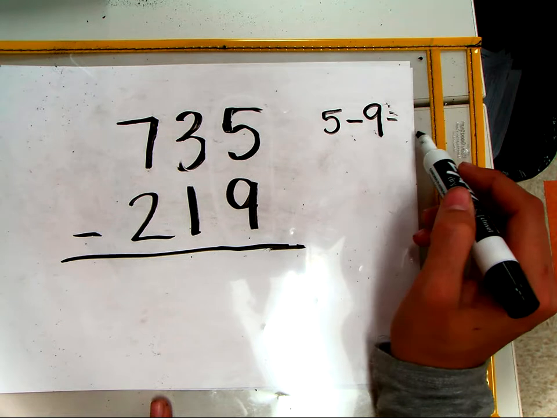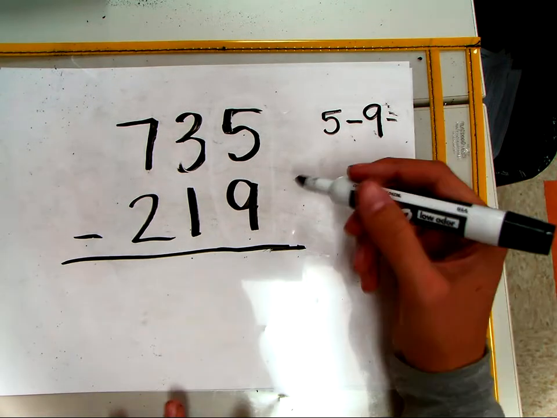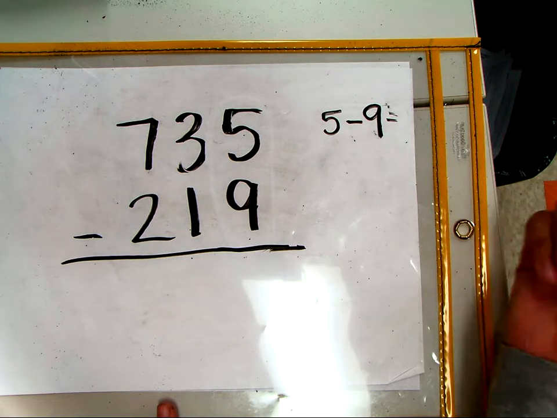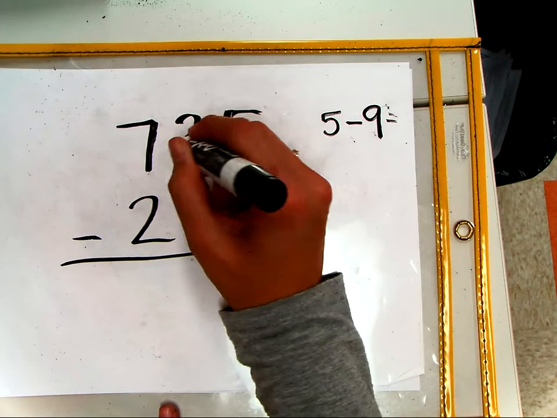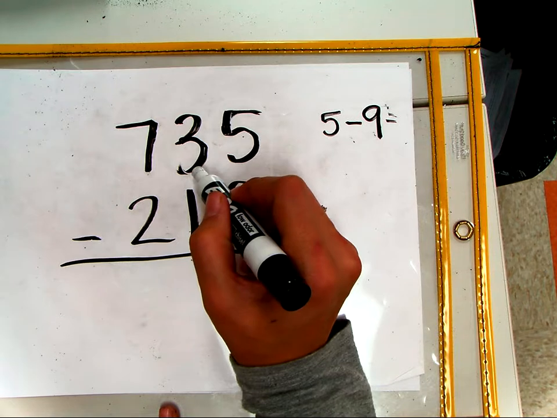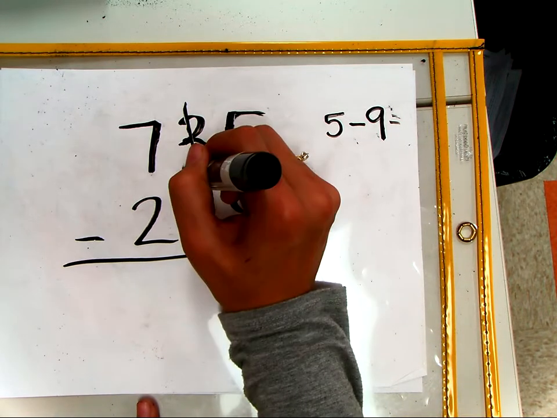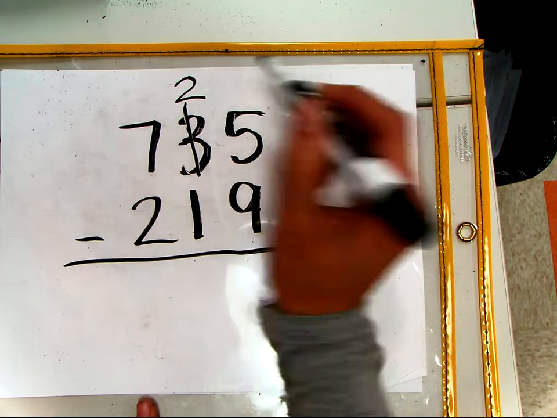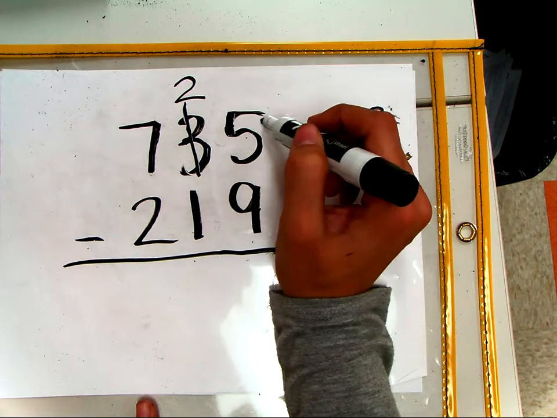I don't have enough. So that means if I don't have enough, I need to regroup. Where can I get more ones from? I can get them from the tens place. So right now I have 3 groups of 10. I'm going to take a group of 10 away. So now I only have 2 groups of 10. And I'm going to turn that into more ones.